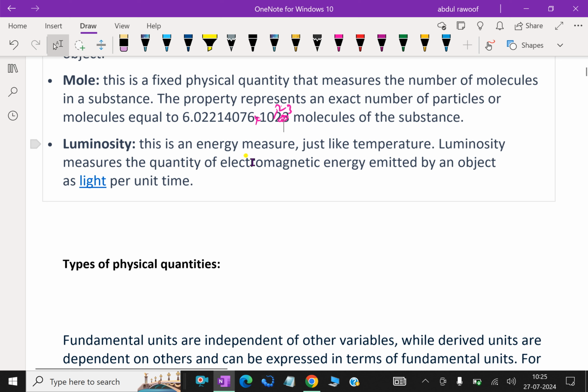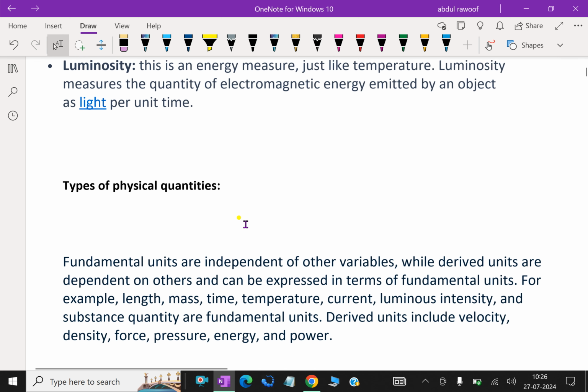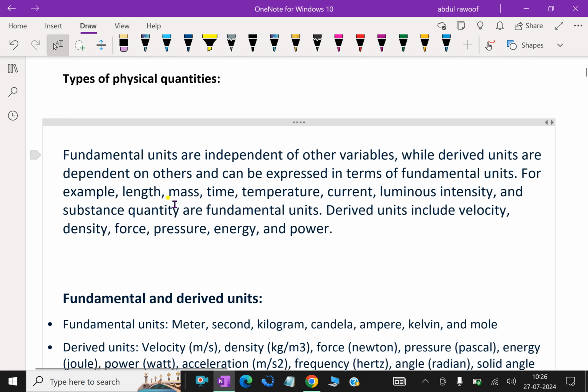Luminosity. This is an energy measure just like temperature. Luminosity measures the quantity of electromagnetic energy emitted by an object as light per unit time. It's called luminosity. Now, some types of physical quantities. Physical quantities are basically two types. Fundamental units are independent of other variables, while derived units are dependent on others and can be expressed in terms of fundamental units.